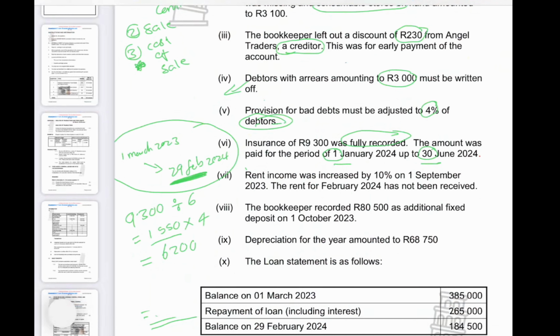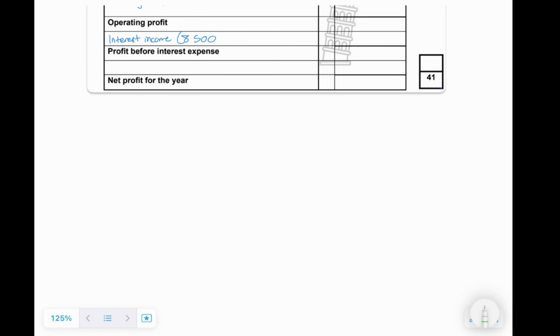Okay, the next one says rent income was increased by 10% on 1st of September 2023. The rent for February 2024 has been received. Okay, so I know with rent income, it gives a lot of learners problems, especially when we are working with increased amount of rent, especially when working with percentages. So here's how you do it. So they are saying that rent increased by 10% from September 2023, right? And remember, our financial year started on 1st of March 2023 and it ended on the 29th of February 2024.